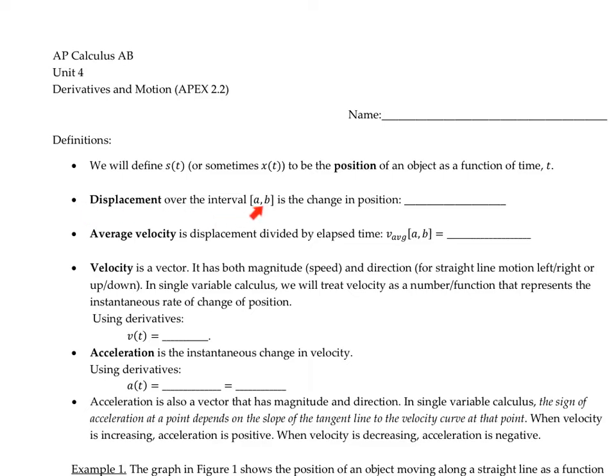Displacement over an interval a to b, so this is a time interval, is just the change in position. So you would take your position at the end of the interval, which you would call s of b, and you would subtract your position at the beginning of the interval, s of a. So this is just basically the change in the outputs of the function.